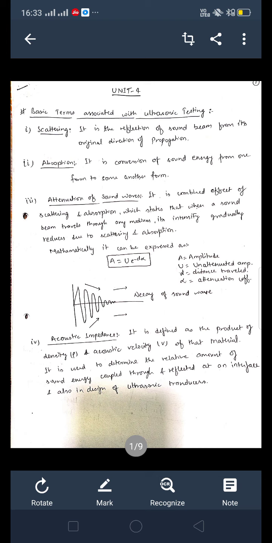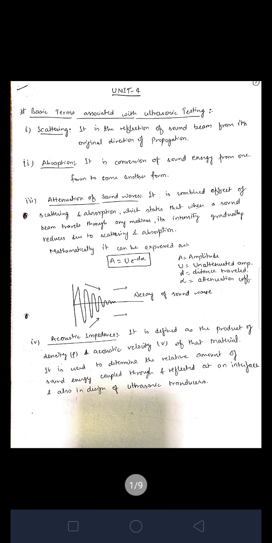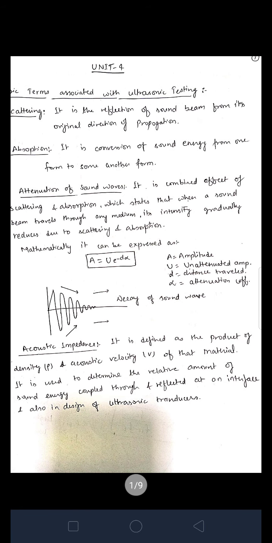Now, the basic terms associated with ultrasonic testing. My dear students, first is scattering. What is scattering? It is the reflection of the sound beam from its original direction of propagation. It means if the original rays are incident on some object and then reflected back, that reflection of sound is known as scattering.